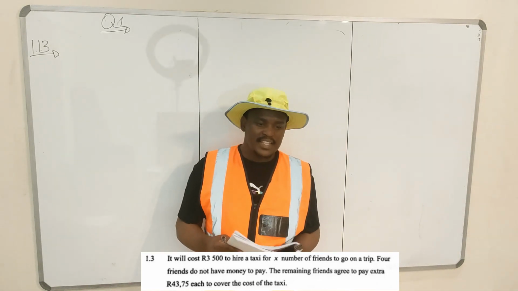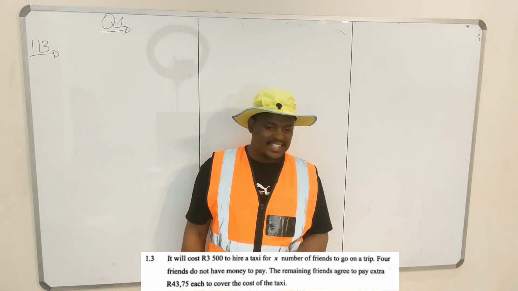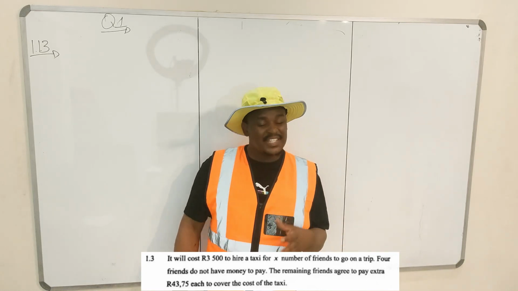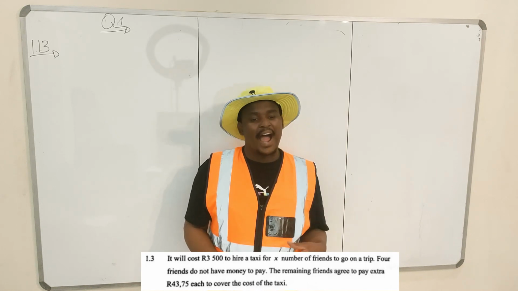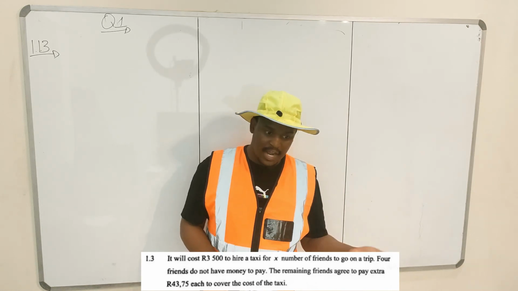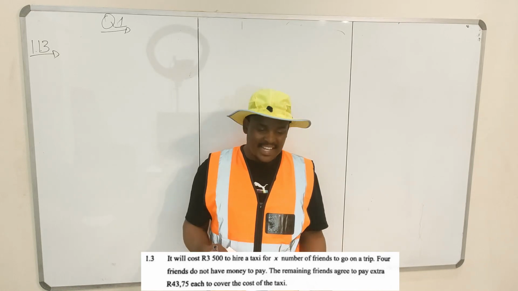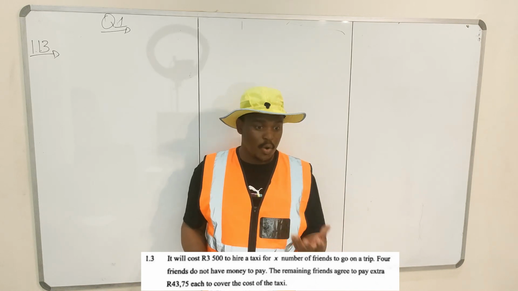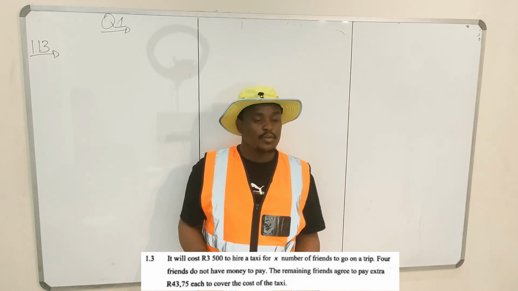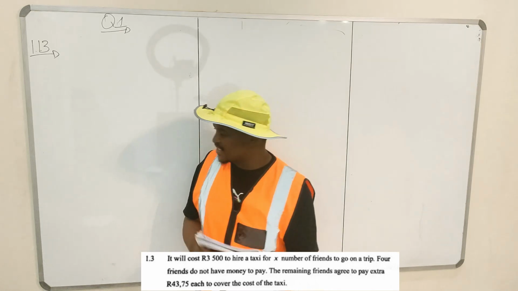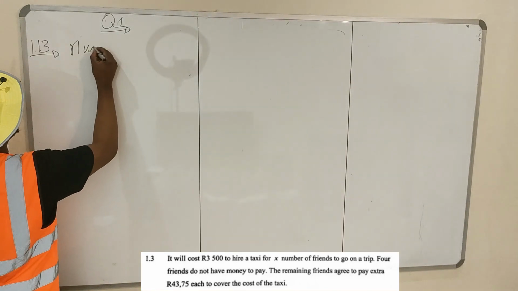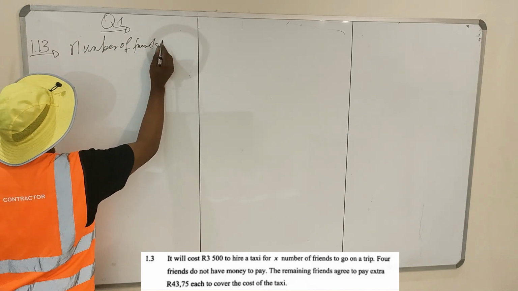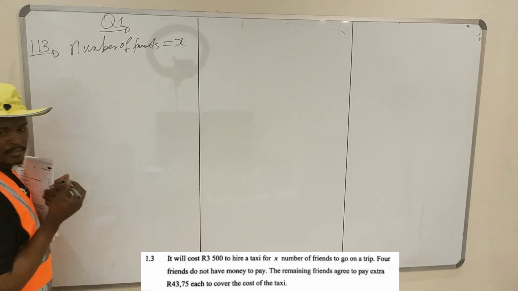So this is what the statement is saying. You have X number of friends, which means you have a certain number of friends. They didn't specify how many, so they allowed that number of friends to be X. To hire a taxi for this trip, it will cost them 3,500. So in total, the number of friends is X.